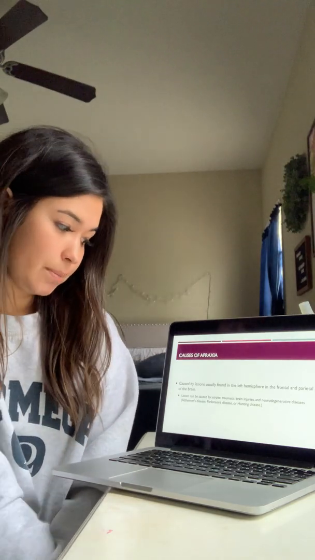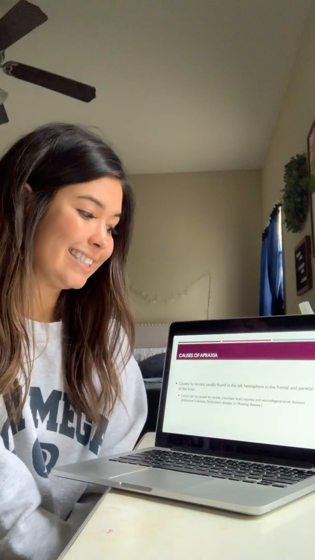The cause of apraxia: I found that it is caused by lesions usually found in the left hemisphere, in the frontal and parietal lobes of the brain. These lesions can be caused by stroke, traumatic brain injury, or neurodegenerative diseases, like Alzheimer's, Huntington's disease, and Parkinson's disease. So these people usually suffer from apraxia after these major events.